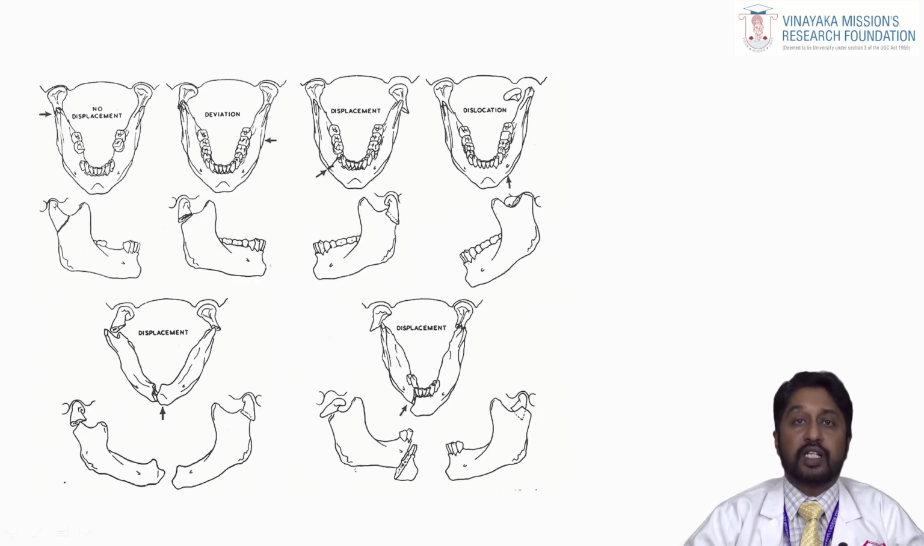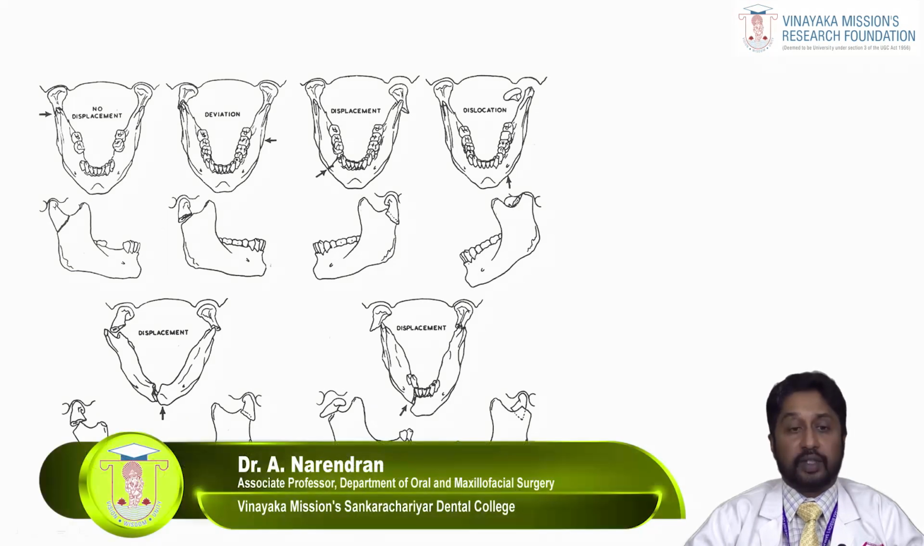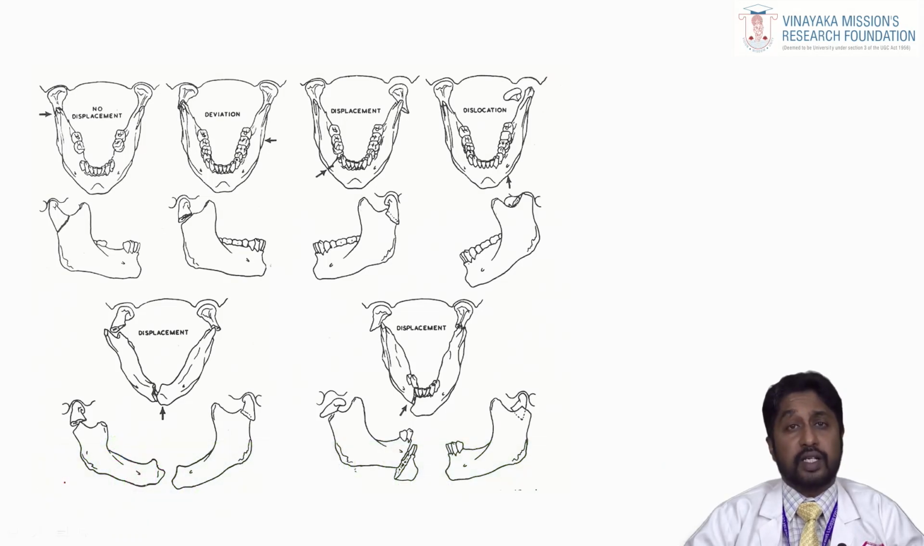Here you have no displacement: you see bilateral condyles, the fracture is there, but there is no displacement. Next you have fractures that are deviated. Next is displaced, where the condylar head is entirely displaced from the condylar portion. Next is dislocation, entirely out of the articular disc, and you have the lateral view here. It is seen on various views: frontal view, lateral view, and the occlusal view. In the last segment of fracture segments, you will find this type of segments, and you will find it in the OPG.